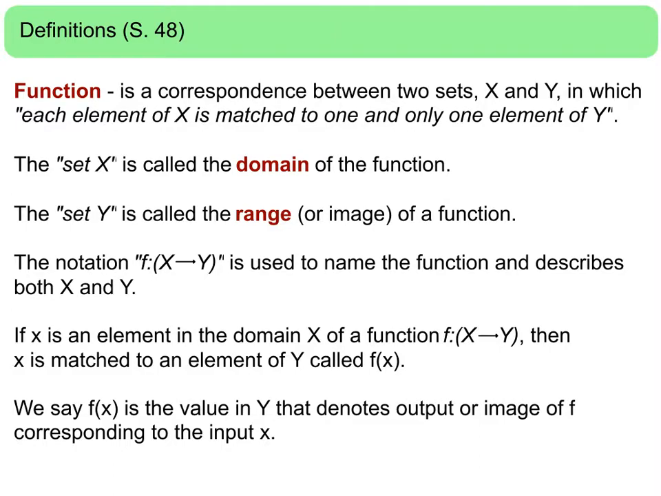So we'll start with a few definitions, and really the definitions are what you need to get through this. The first one deals with the idea of a function. So a function, by definition, is a correspondence between two sets, two different pieces of information. For us, in the previous example, that was the names of the animals and the pictures that they match. So an X and a Y, in which each element of X is matched to only one element of the Y.